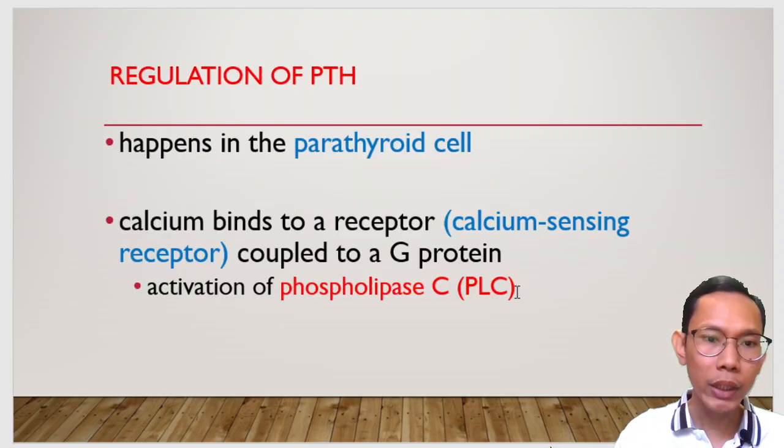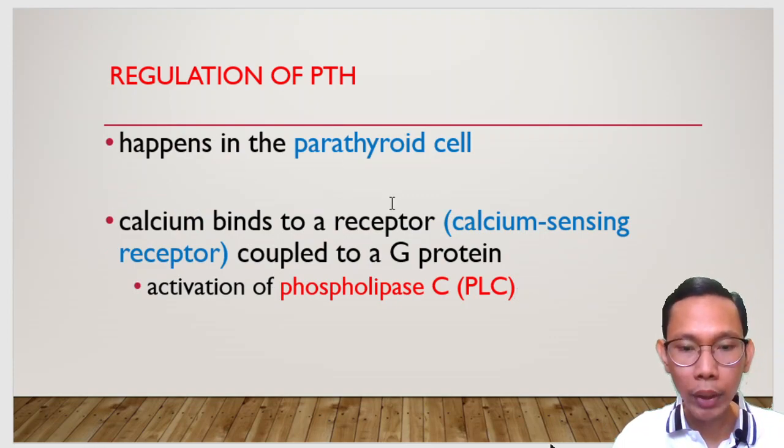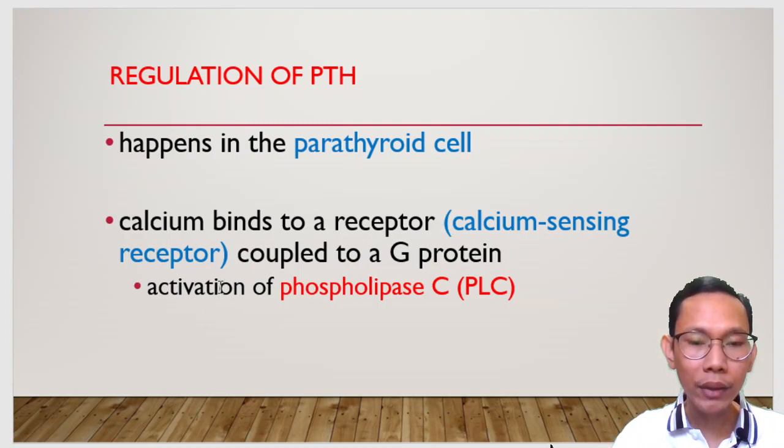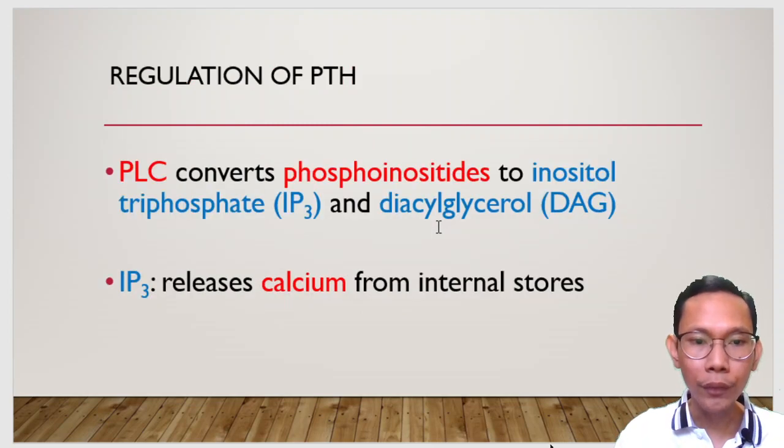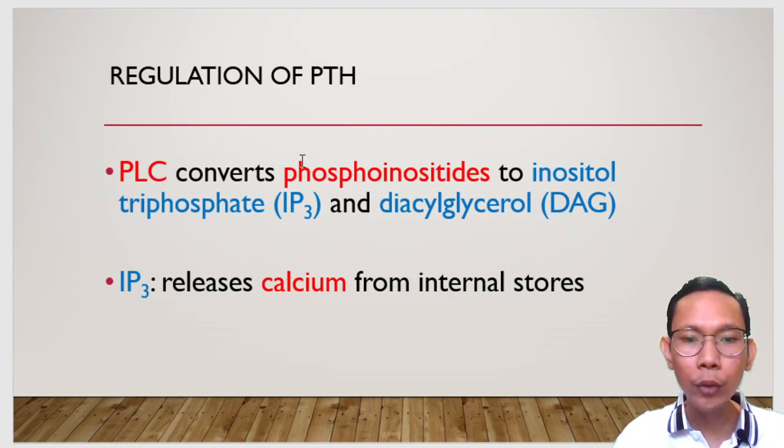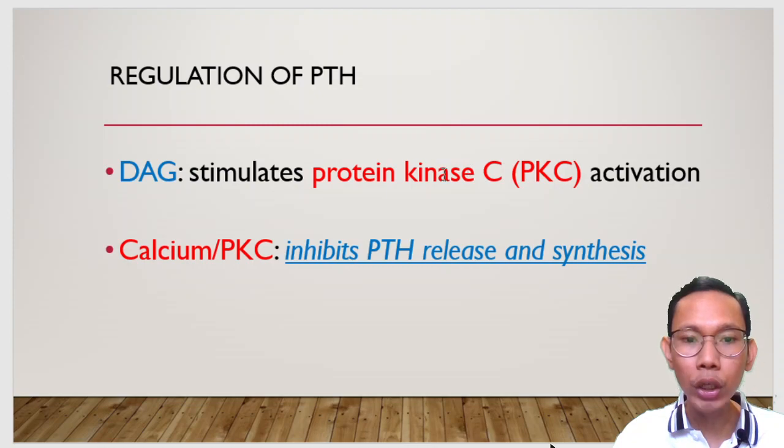Again, let's repeat. Your calcium will bind to a receptor, which is coupled to a G protein, then it will activate your phospholipase C. Your phospholipase C will have two effects. It will convert your phosphoinositides into your IP3 and your DAG. Your IP3 will release calcium from the internal stores, and your DAG, on the other hand, will stimulate your protein kinase C. Your protein kinase C will inhibit the release of your parathyroid hormone and its synthesis.